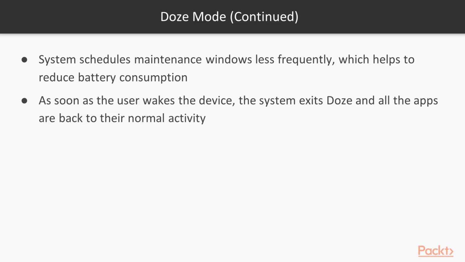As soon as the user wakes the device up by moving it or turning on the screen or connecting it to a charger, those are the three requirements for Doze Mode, then the system exits Doze Mode and all apps return to normal activity. So let's take a look at how this works.